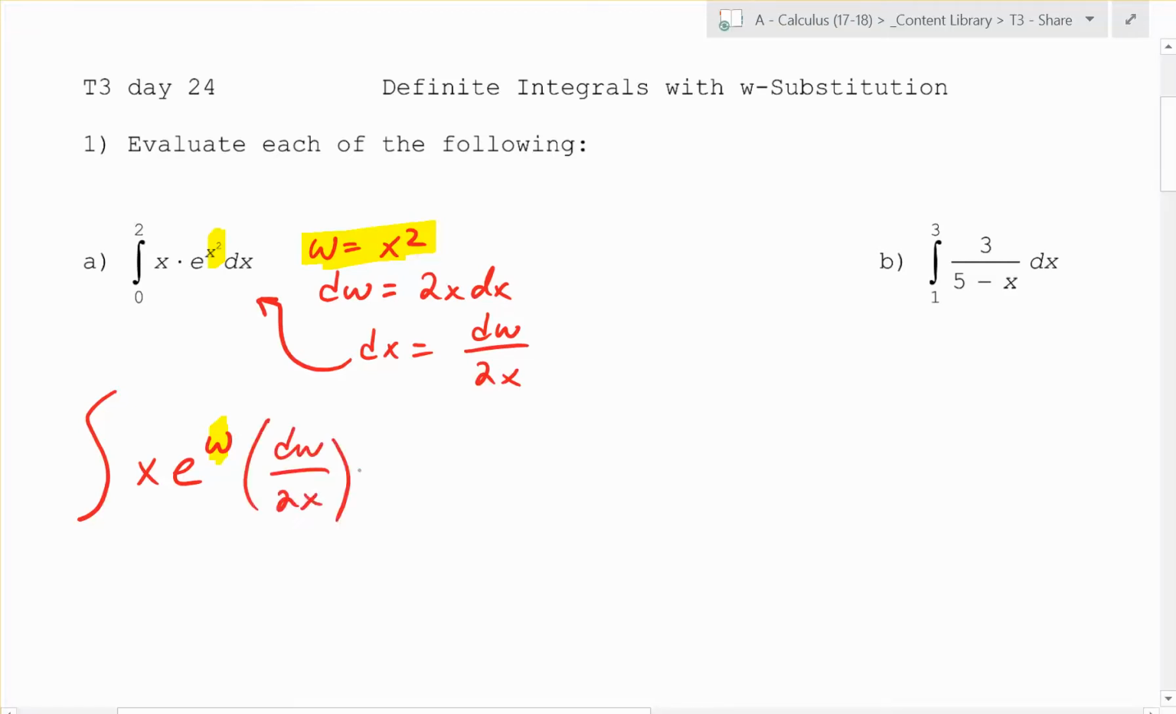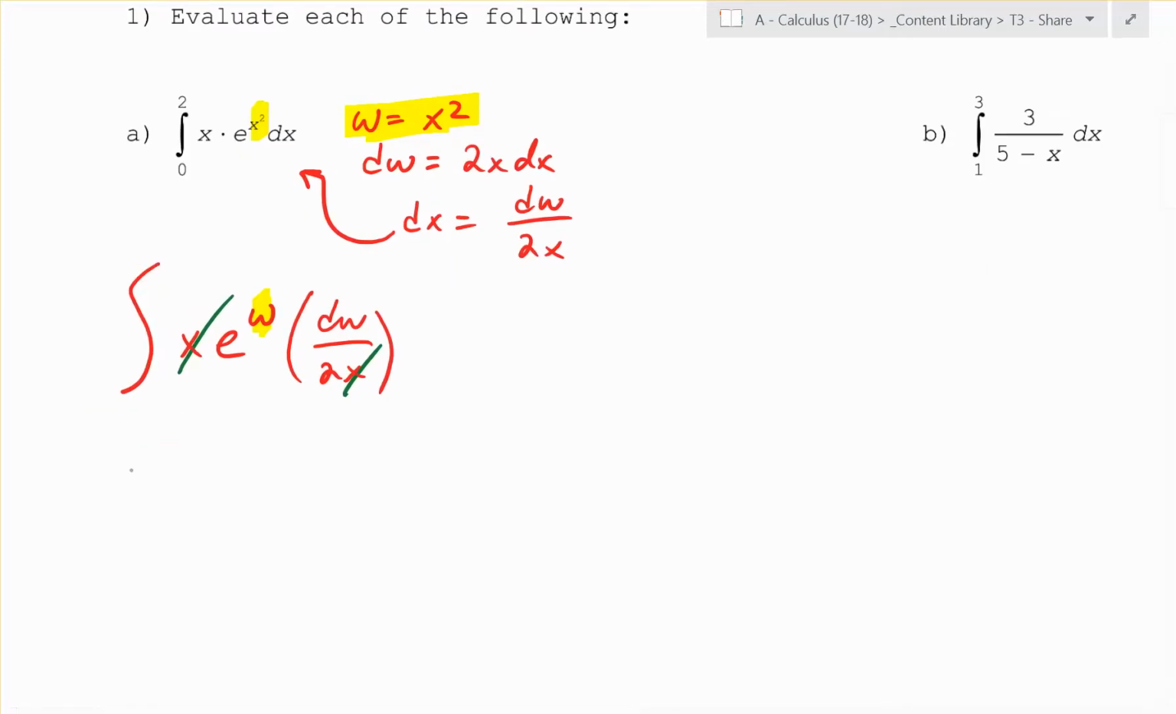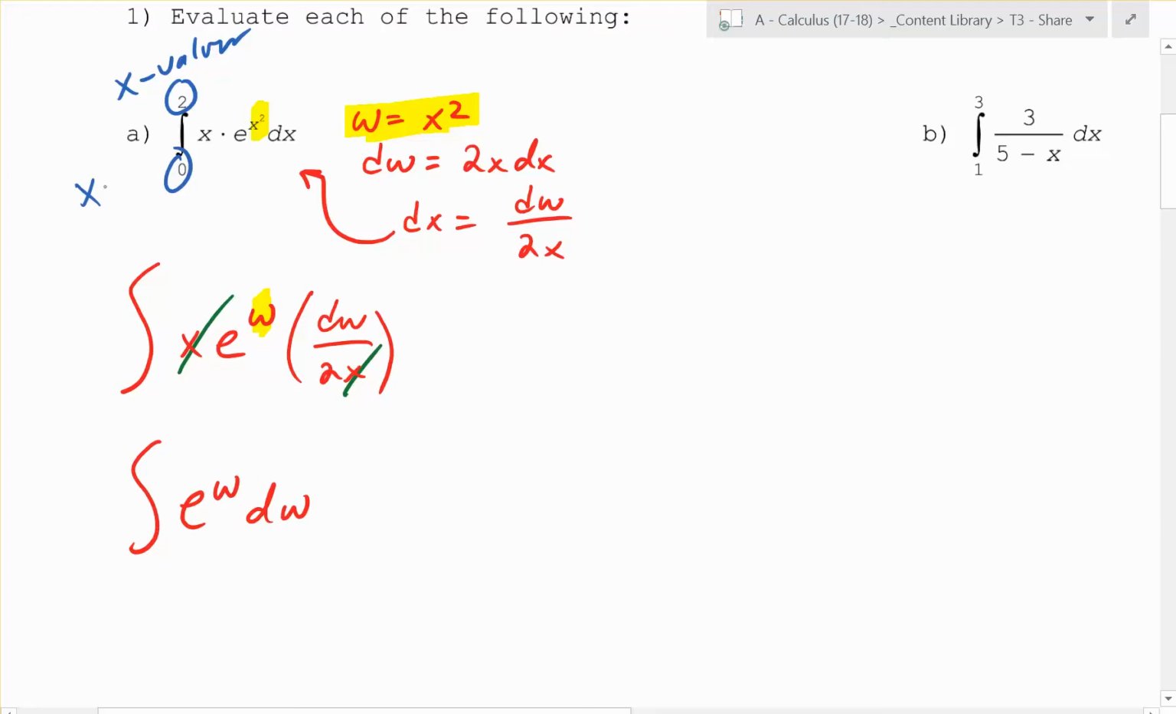And that magical thing happens where these x's cancel, and we're left with just the integral of e to the w dw. Now what's nice here is that I've dropped the limits of integration, but they're still there. They're 0 and 2. These are both x values. Once we go into w land, meaning we use w instead of x, we can't keep using these x values. We have to turn them into w values.